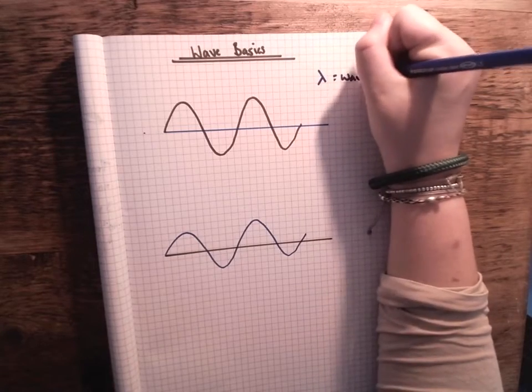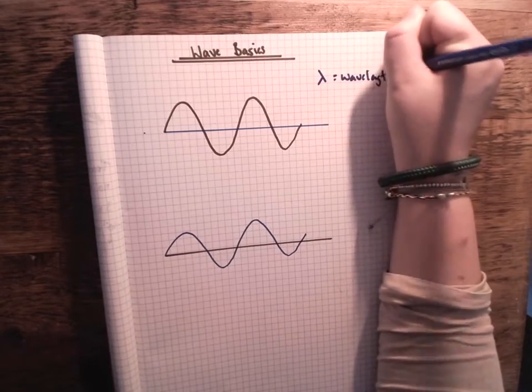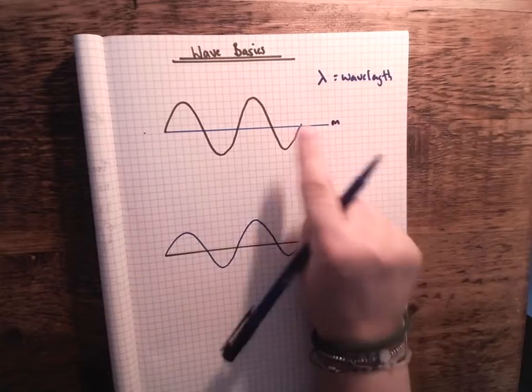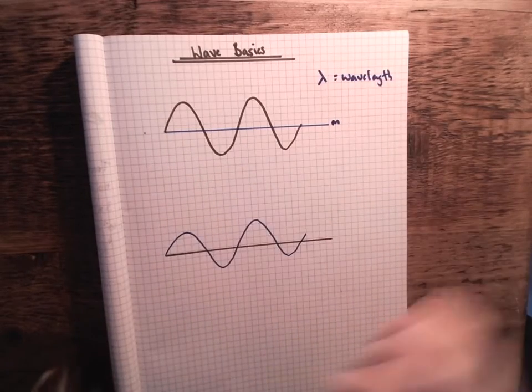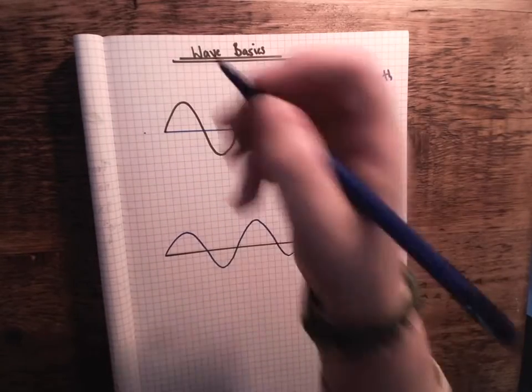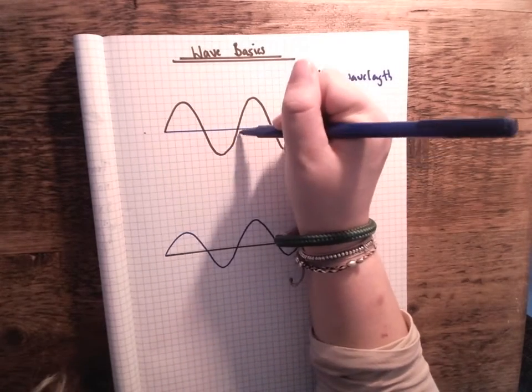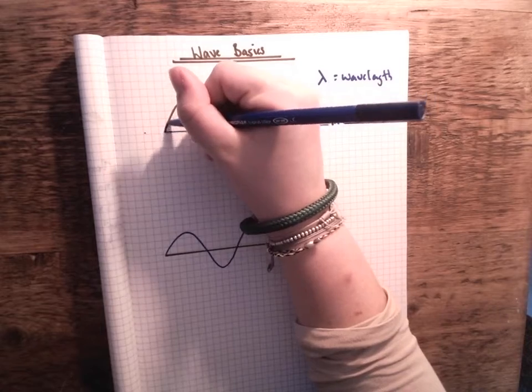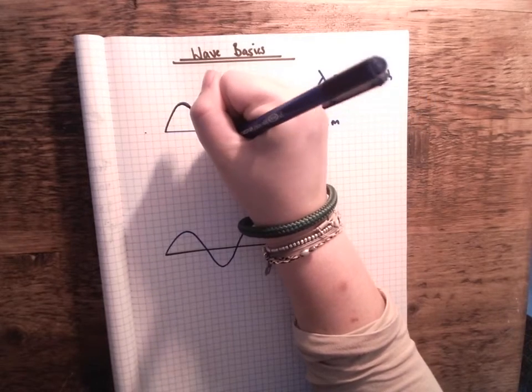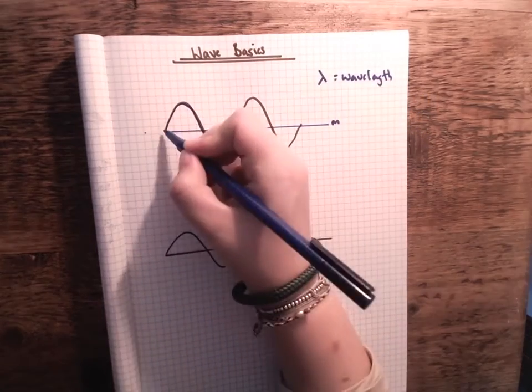Okay, so a wavelength would be if we're dealing with something on a distance graph, so we've got displacement versus distance, for example. So in this case, the wavelength is the distance it takes for one complete wave. So one complete wave would be one up and one down. So it would be this length here.